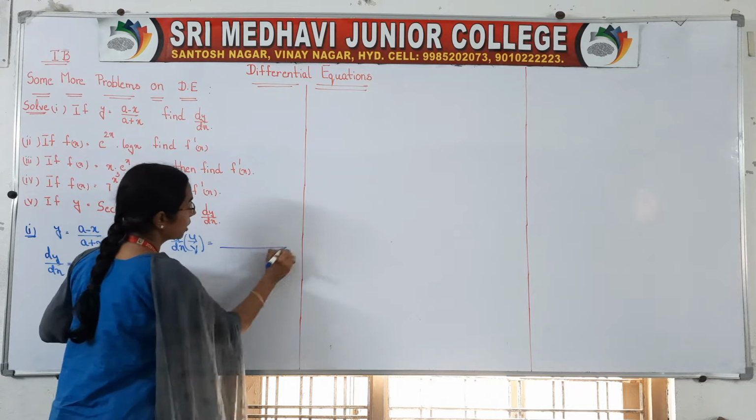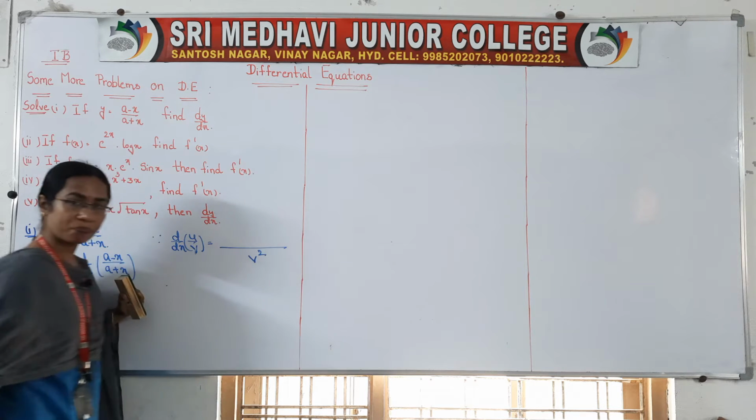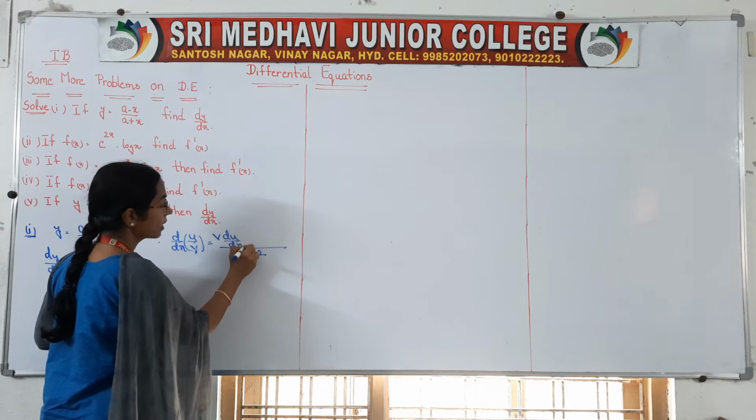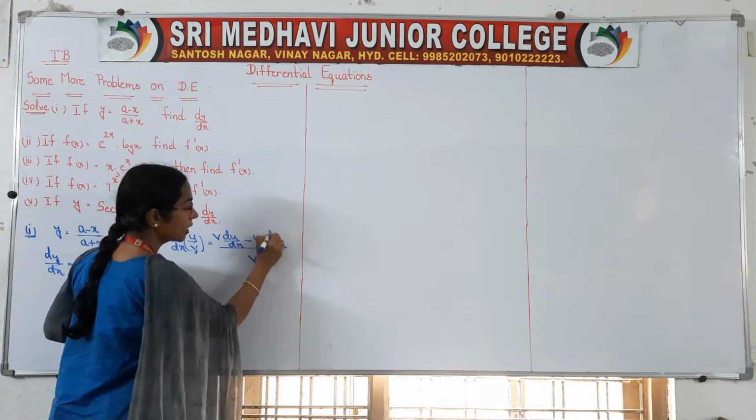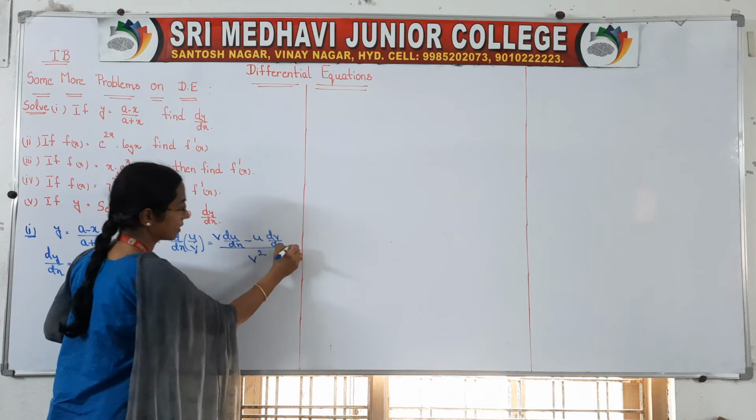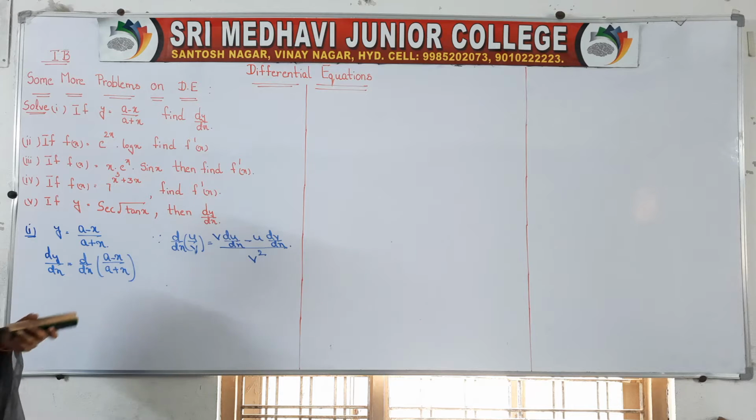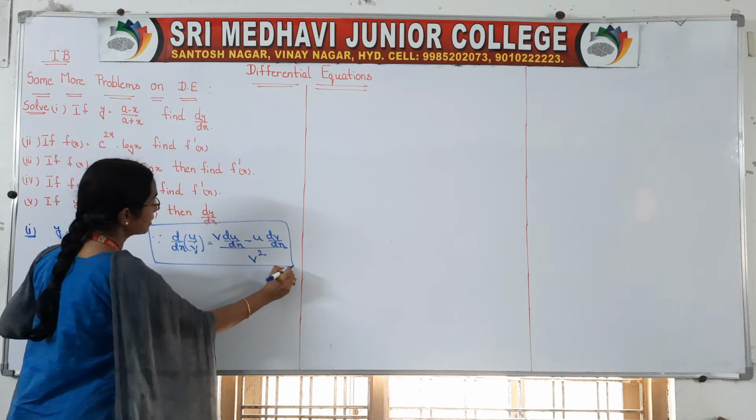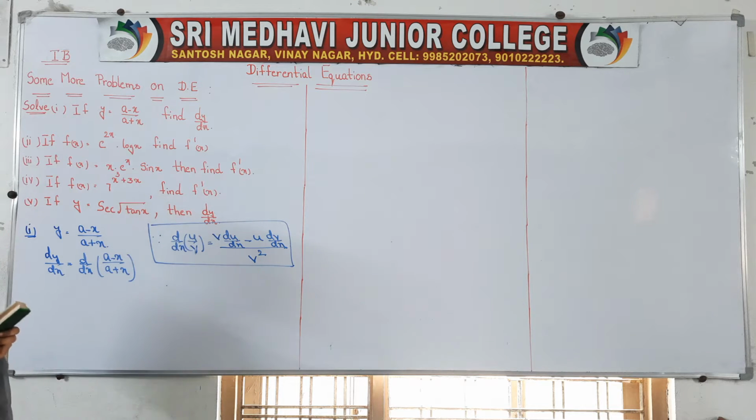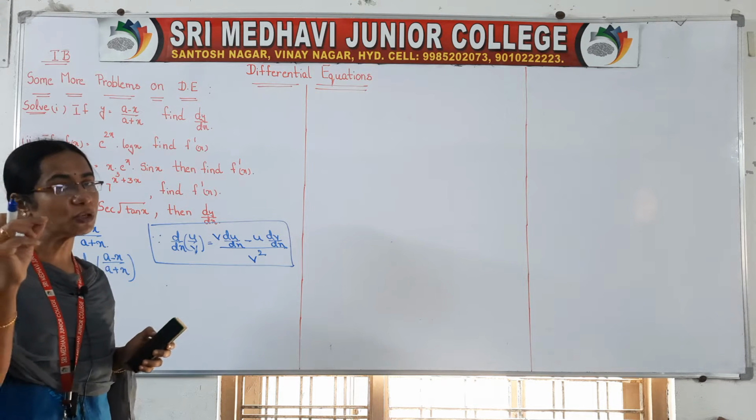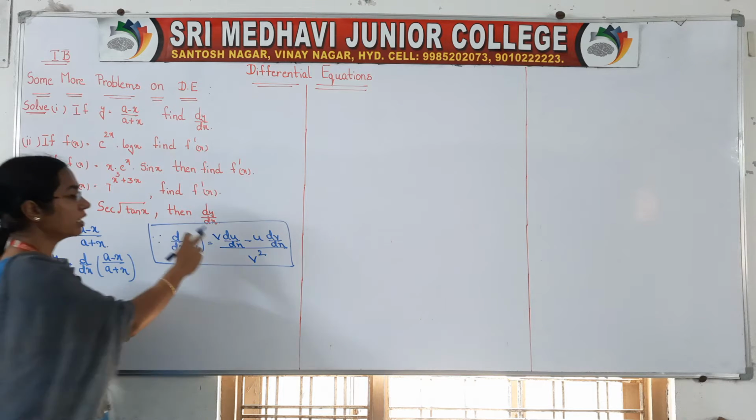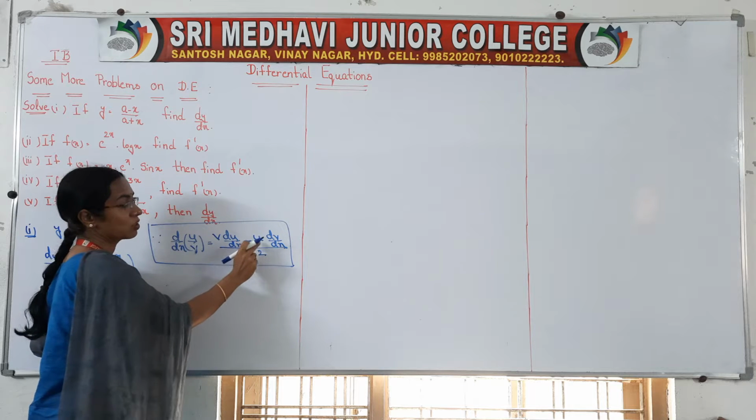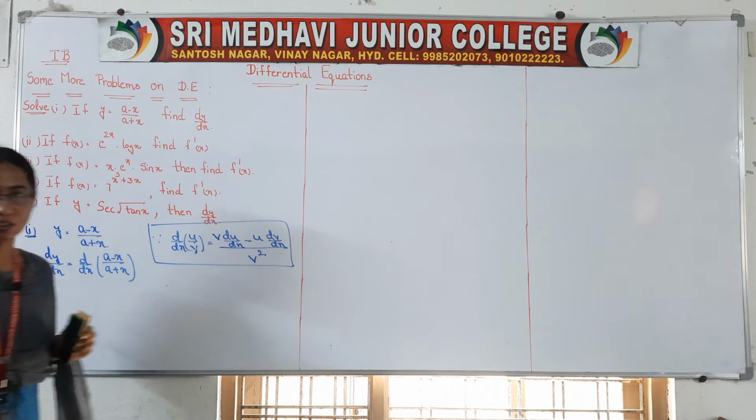It is v square in the denominator, and in the numerator v into du by dx minus u into dv by dx. This is called the quotient formula, right? Already we have gone through this formula so many times. D by dx of u by v is v into du by dx minus u into dv by dx, all by v square.